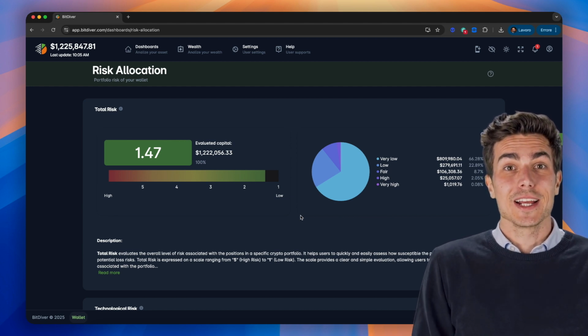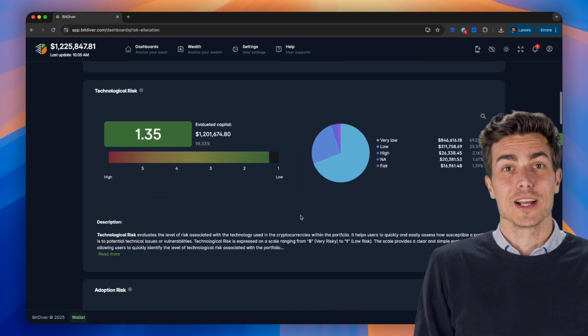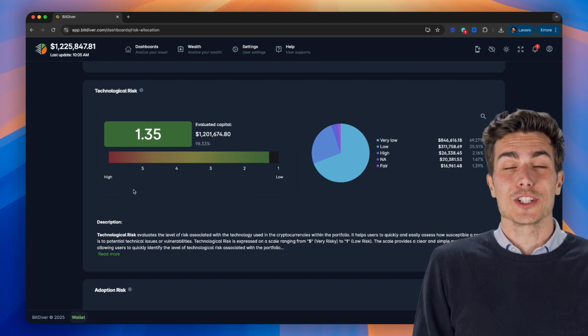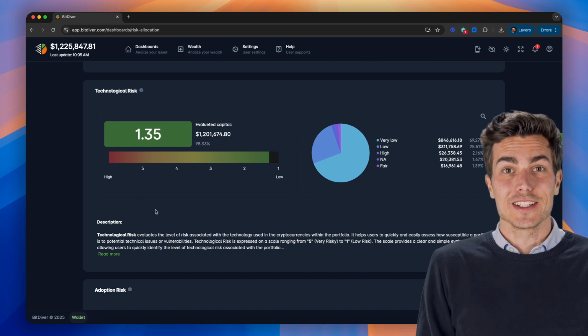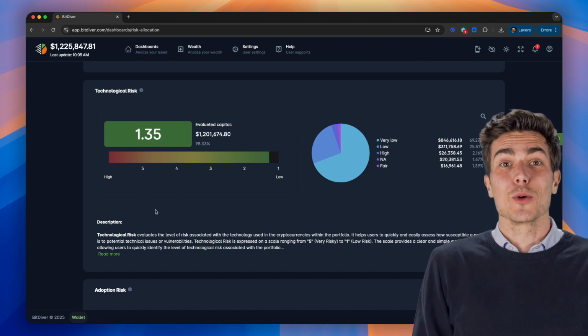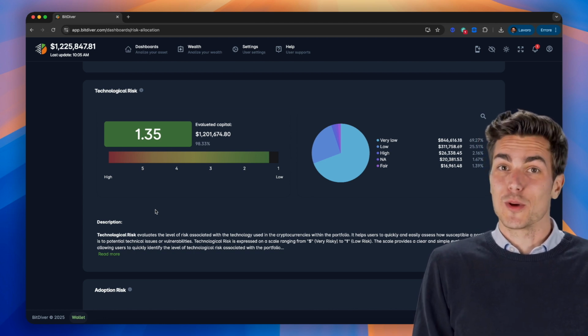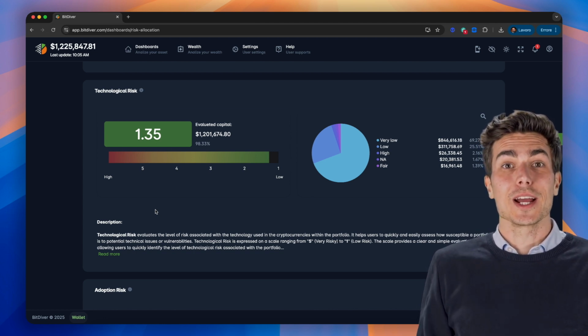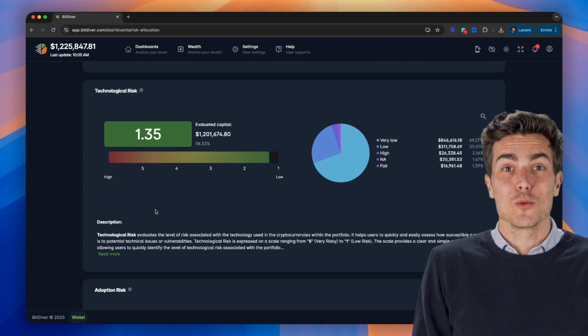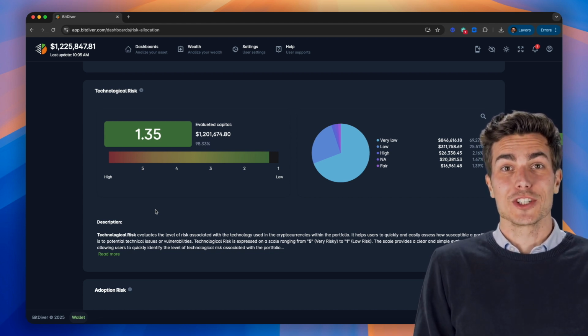The second indicator is technology risk, which evaluates the robustness of the technologies underpinning the cryptocurrencies in your portfolio. A low score, like 1.18, means your assets are built on secure, well-tested infrastructure. Higher scores may indicate less mature or potentially more vulnerable technologies.